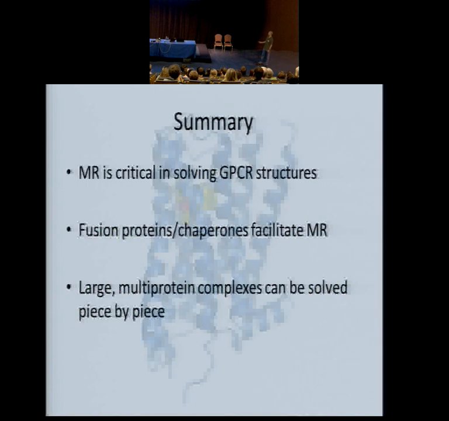So in summary, molecular replacement is critical in solving GPCR structures. As I said, all of them except for one have been solved by molecular replacement. In most cases, it's actually relatively straightforward.